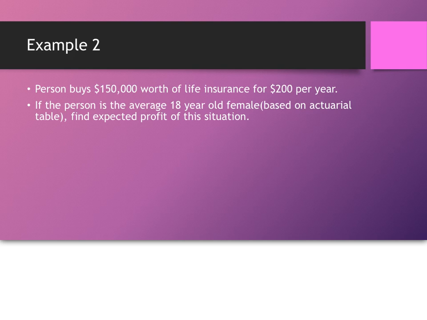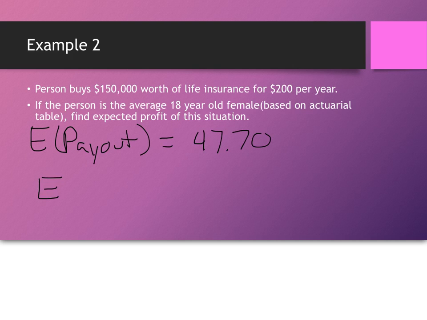Notice that if the expected payout, put an E there, expected payout is $47.70, that means the expected profit on this 18-year-old female, well, take 200 minus that. So I got $152.30. All right, so in this case, they would make a huge amount of money.